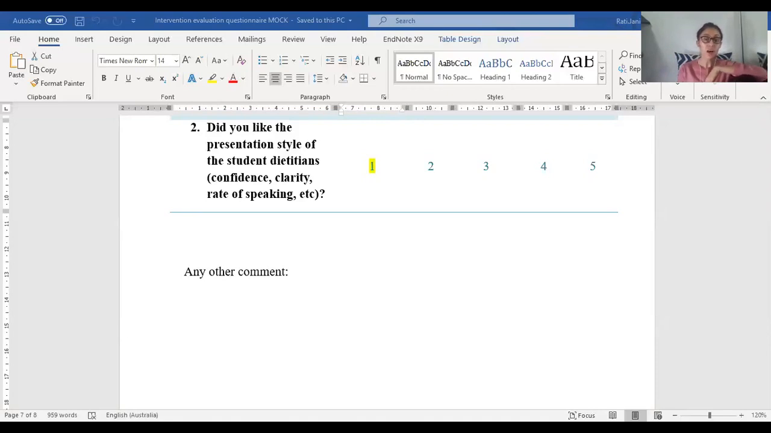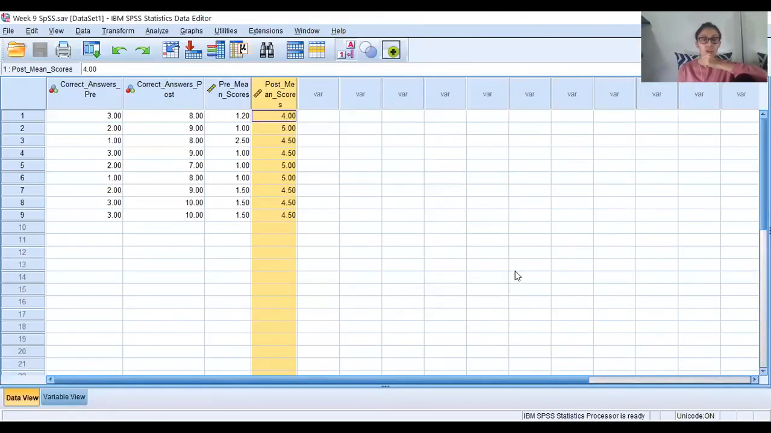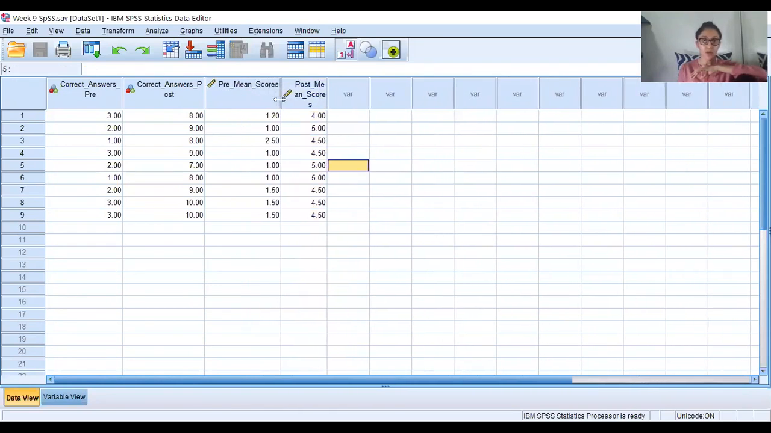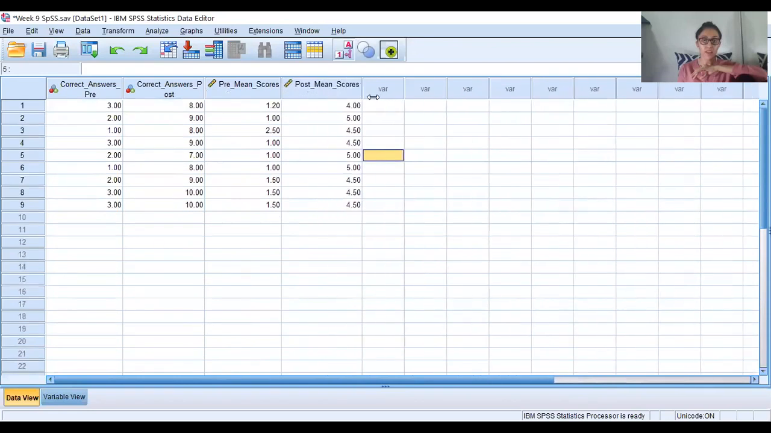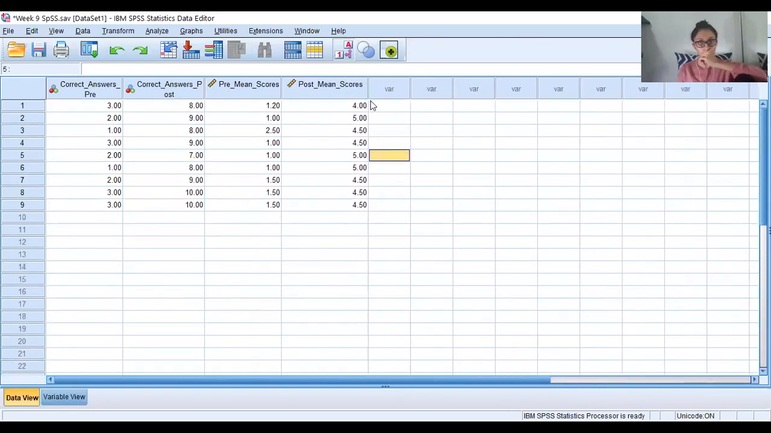Okay, so now I'll be sharing with you the screen for SPSS. Hang on, I'll just open it. Okay, so this is my SPSS screen and I hope all of you can see it. I'll just widen these columns so it's easy for you to see.